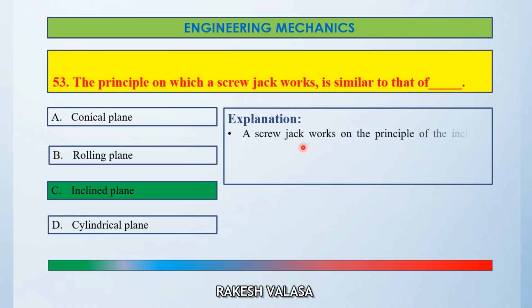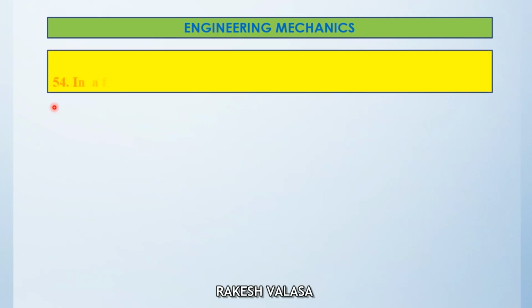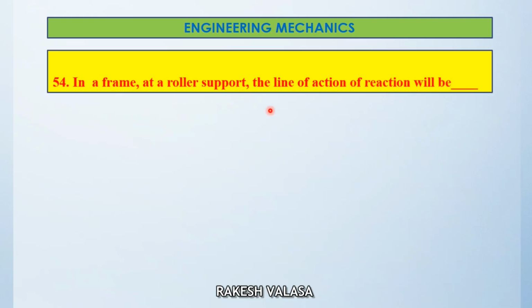A screw jack works on the principle of the inclined plane. The purpose of a screw jack is lifting, holding and positioning the load. So the correct answer is option C, inclined plane. Question number 54. In a frame at a roller support, the line of action of reaction will be dash.